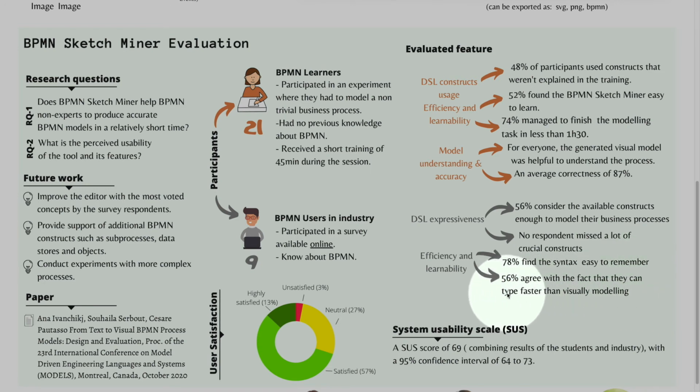We also had a dedicated survey for assessing the user satisfaction. This survey targeted both students and the BPMN users in industry. We can notice here that the majority of them were satisfied and even some of them were highly satisfied. We also had a dedicated survey for calculating the system usability scale score of our system, which was in our case 69.